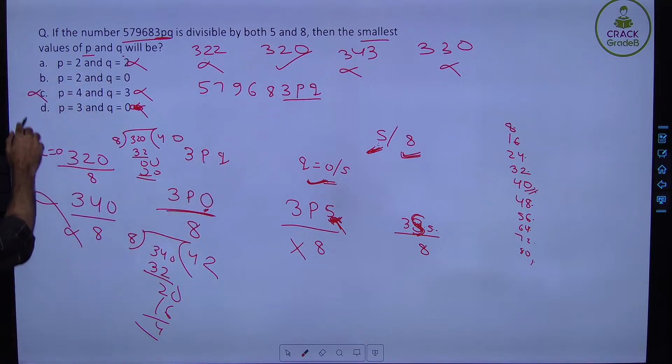So what is the correct answer? The correct answer is option B. Any doubt?